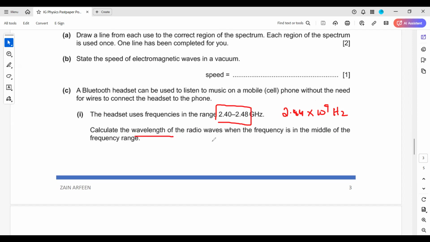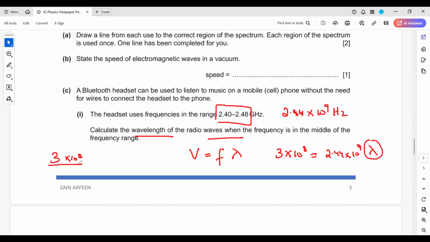So calculate the wavelength of a radio wave. We use the formula speed is frequency times the wavelength. The speed of these electromagnetic radiation is 3 into 10 to the power 8. The frequency is 2.44 exponent 9, and the wavelength is unknown. We need the wavelength, so this whole factor will be divided. So 3 into 10 to the power 8 divided by 2.44 exponent 9.